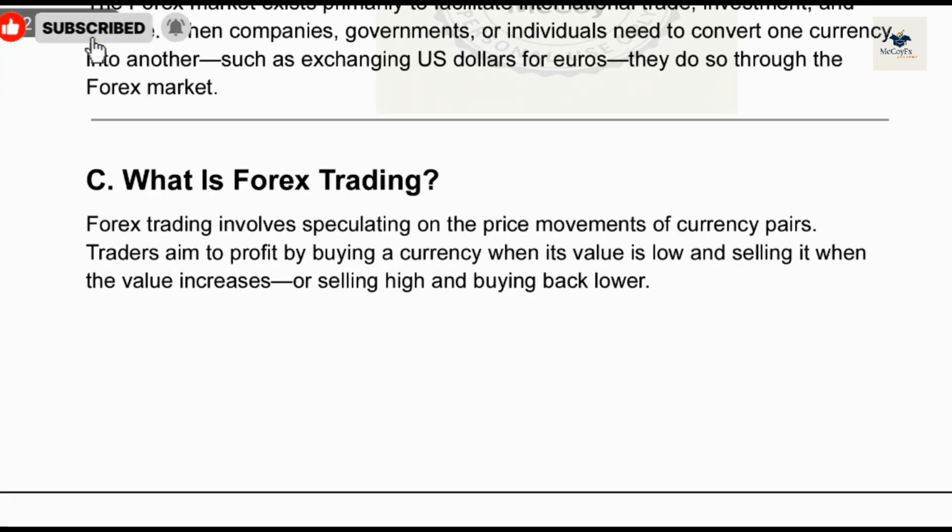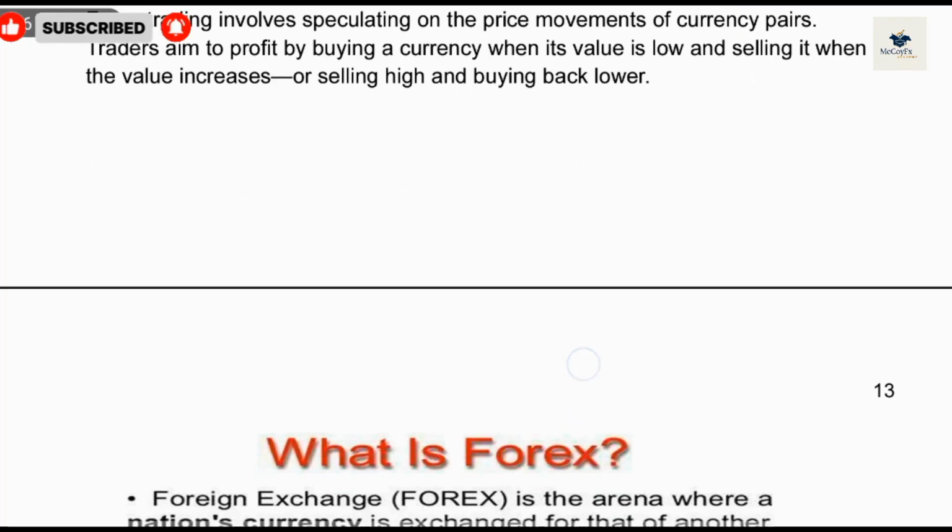C. What is forex trading? Which is the main reason why we are here. Forex trading involves speculating on the price movement of currency pairs. Traders aim to profit by buying a currency when its value is low and selling it when the value increases, or selling high and buying back lower.